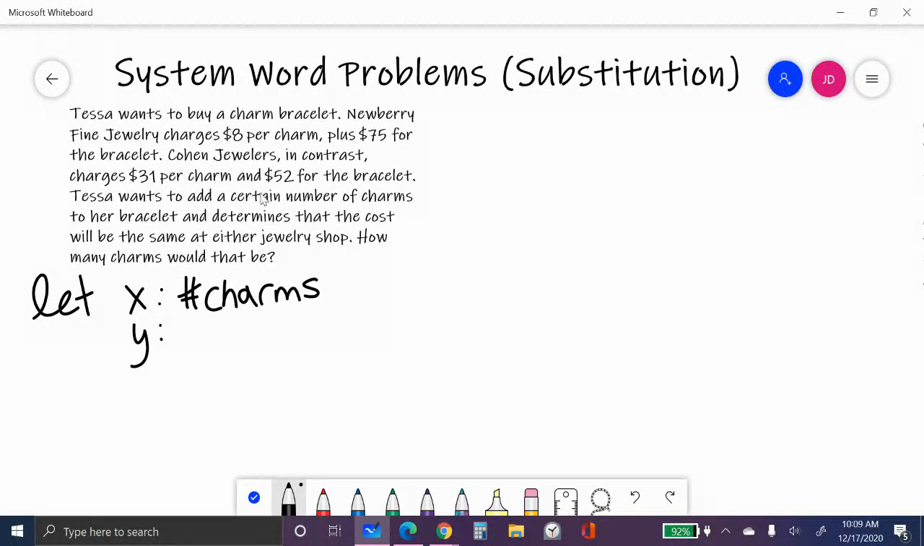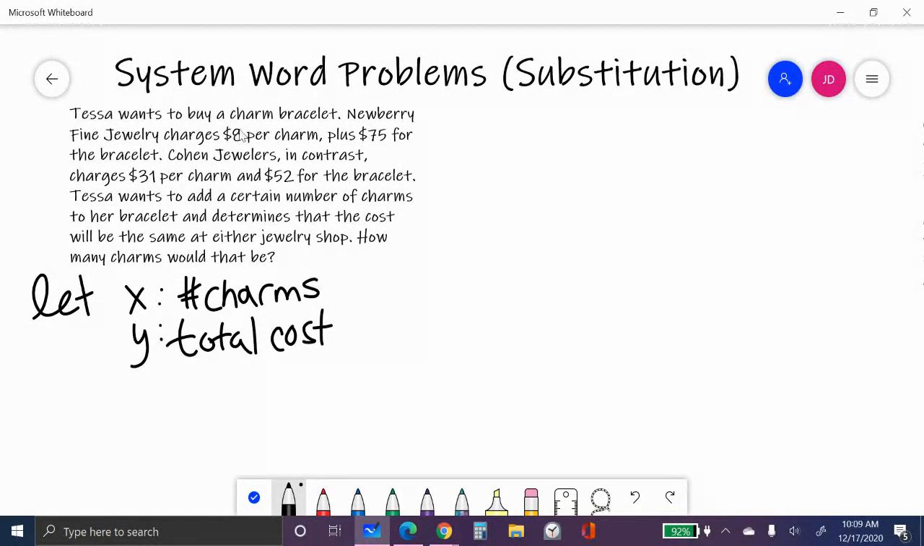And the y in this scenario would be the total cost, right? Because Newberry Fine Jewelry is charging $8 per charm plus $75. So usually y is going to be a total of a scenario in these problems that we're doing today, some sort of total. So those are our x and our y.